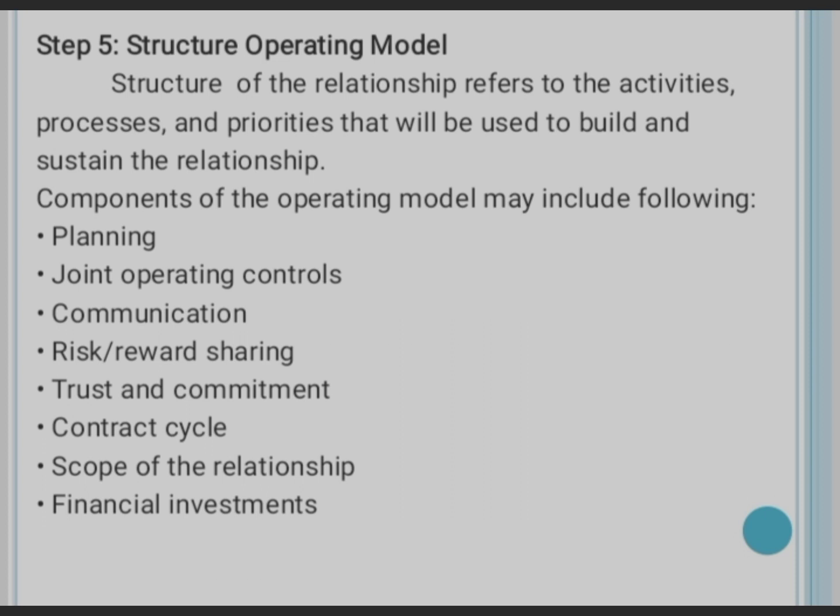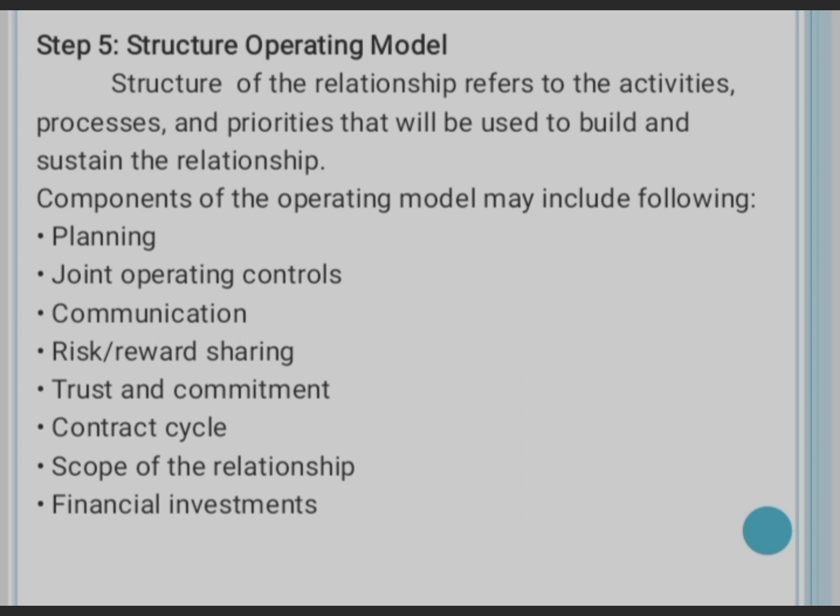Trust is critical for building a strong joint venture relationship. It involves demonstrating reliability, honesty, and respect for each other's interests. Commitment refers to the willingness of both partners to invest time, resources, and effort in making the joint venture successful. Next, contract cycle refers to the process of negotiating, executing, monitoring, and terminating the joint venture agreement.